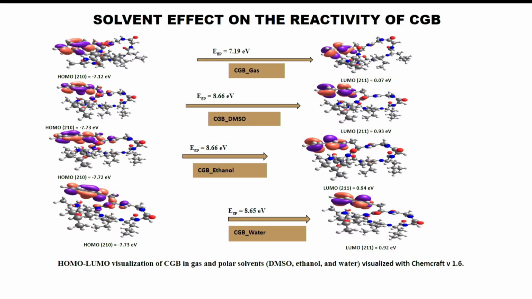Next slide. Now, we optimize our compound in 3 solvents: dimethyl sulfoxide, ethanol, and water. Of course, this is very important in medicinal chemistry because you need to know the effect of your solvent on the compound, because solvents can enhance or mar efficacy.